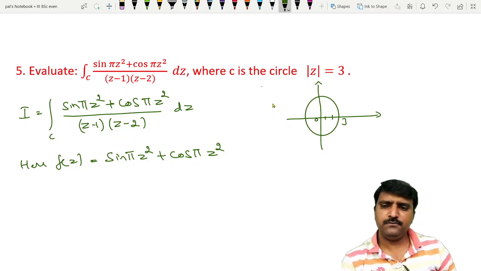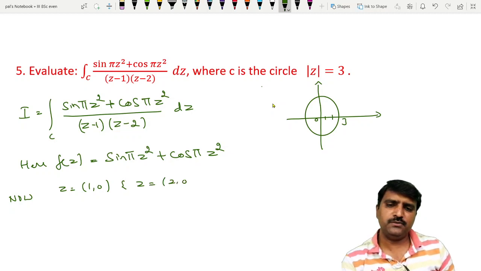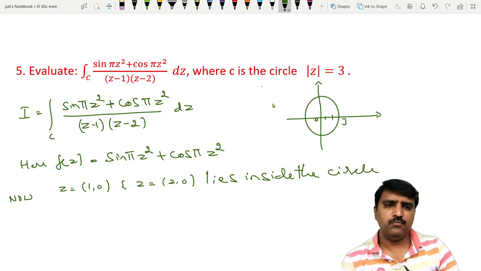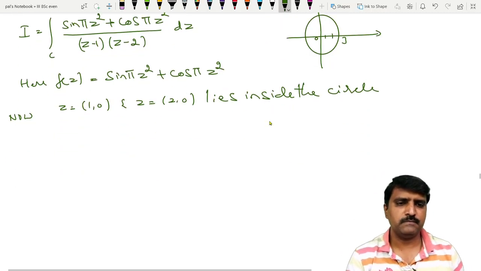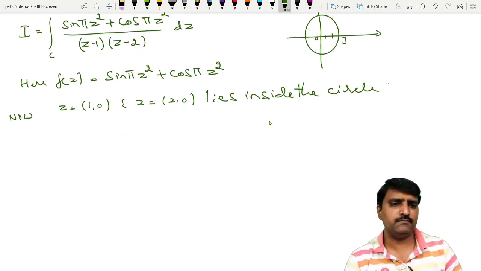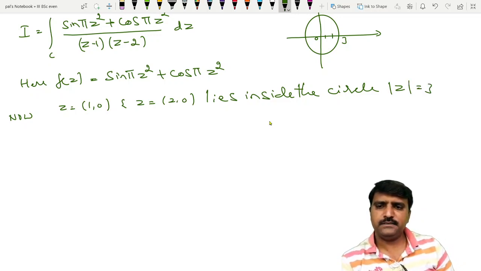Okay, so now you resolve this into partial fractions. The points are 1, 0 and 2, 0, which lie inside the circle mod z is equal to 3. Okay, so you take this and resolve this into partial fractions.